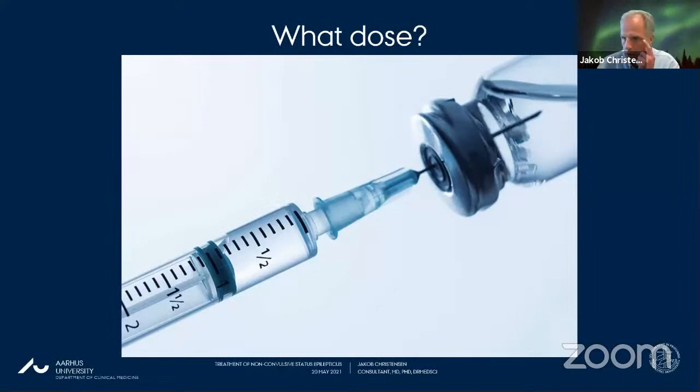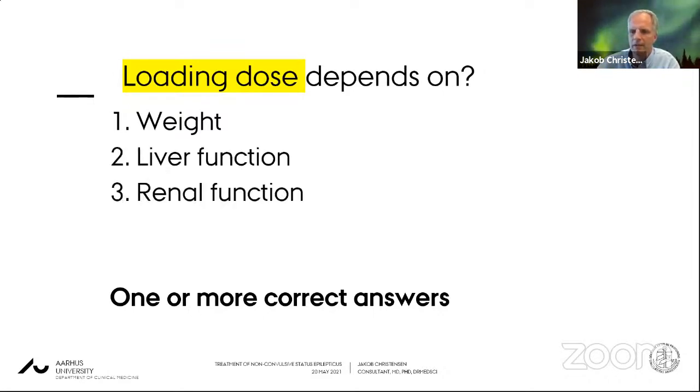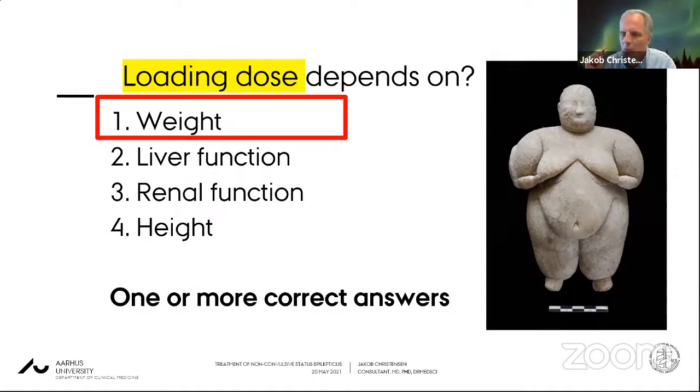All right. So what dose? This is where I would like to involve you as participants and ask what actually determines the loading dose. Does the loading dose depend on weight, liver function, renal function, or height? And yes, we've been given the answer here. The weight is the only thing that determines the loading dose. So don't think, just weigh the patient or ask the intensive care person to estimate the weight. They do this every day. Ask them what the weight of this patient is, and then you determine the loading dose of the medication. The only thing you need to know is the weight of the patient.